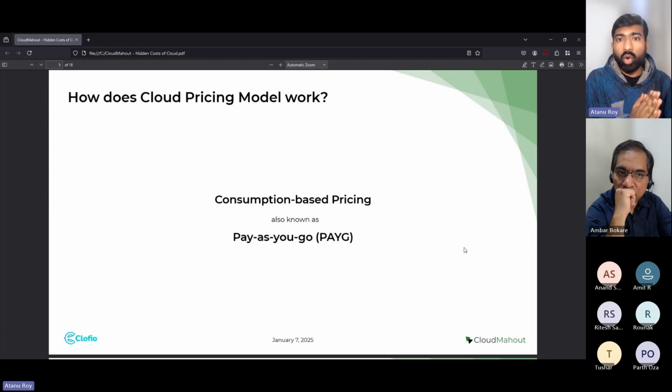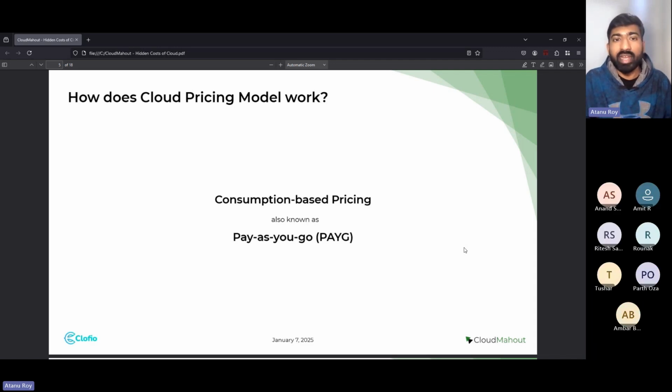So almost all the cloud platforms, be it AWS, Azure, GCP, there are other popular cloud platforms as well, most of them follow a pricing model which is consumption based, also known as pay as you go. What it means is that you only pay for the provisioned capacity. You do not need to plan for a very large capacity and pay for it upfront. Rather, you can pay only when you provision it.